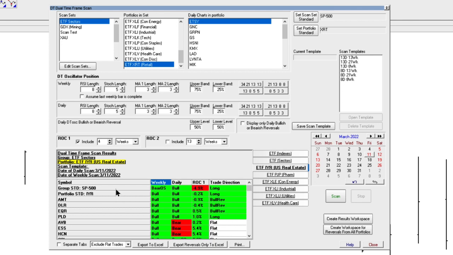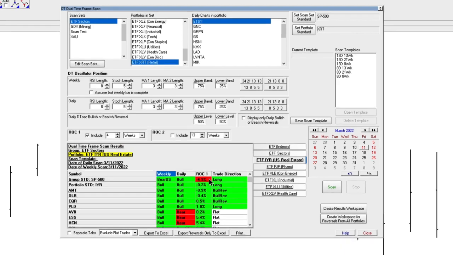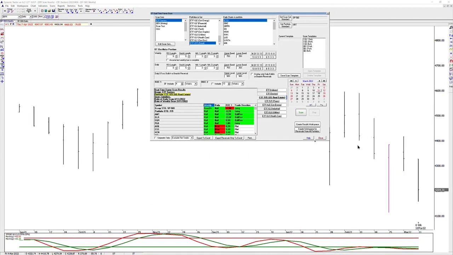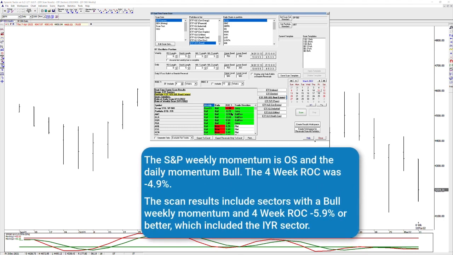We have the S&P. Now, the rate of change here is a 4-week rate of change, and the S&P was actually negative almost 5% over the last 4 weeks, as we can see as of this period of time. Why are all of these green? Well, that just means that the sector IYR was only negative 0.2%. So the IYR sector was relatively strong compared to the S&P itself. That's why it showed up on this scan.